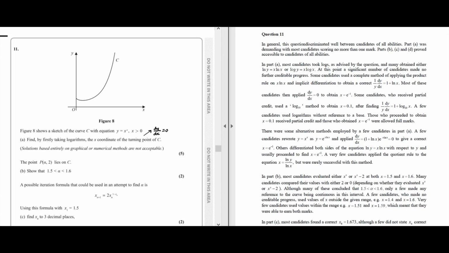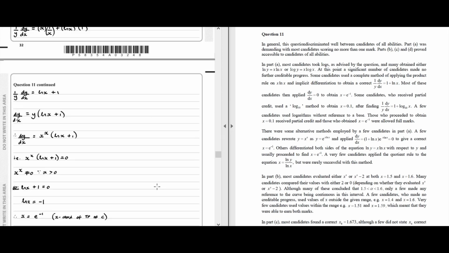Question 11, this discriminated between candidates of all abilities. It was an implicit differentiation question for part A. We were advised to take logs, and once you take logs, you get log base y equals x log x. At this point, a significant number of candidates made no further credible progress. Some candidates used a complete method of applying the product rule to x ln x, and then implicit differentiation, as we did in the mark scheme, to get the final correct answer. Obviously turning point suggested dy over dx equaling 0. From that you can find x equals e to the minus 1, as we did in this question.